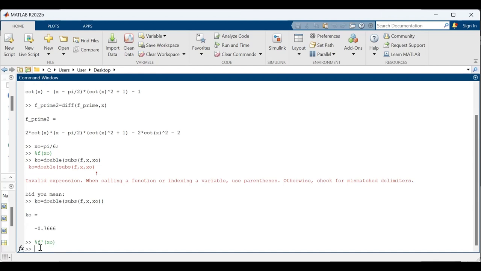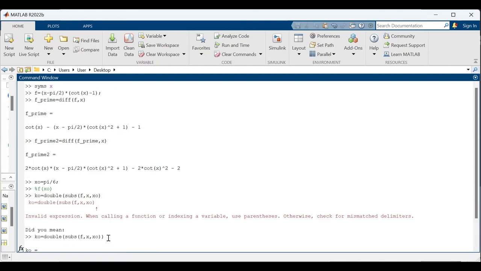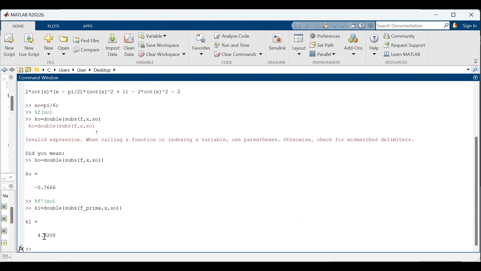So I'm going to call it k1. So k1 is equal to, and of course, the same procedure, double. In fact, let me just copy this. I will just be substituting it there, right? Control V. Here it means I need to use f prime. And of course I need to close the bracket. So I'm using f prime now, for me to find k1. So I press enter. This k1 I'm getting is the f prime of x naught.